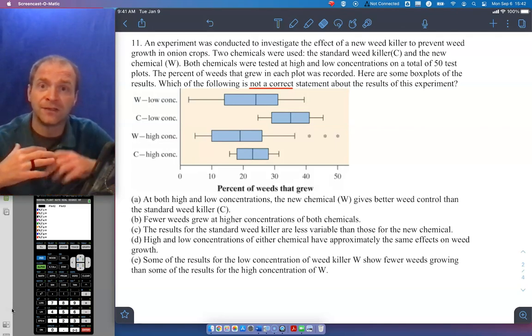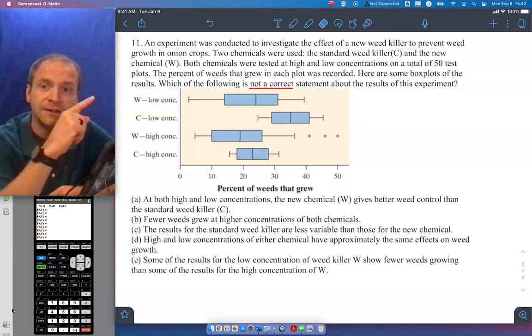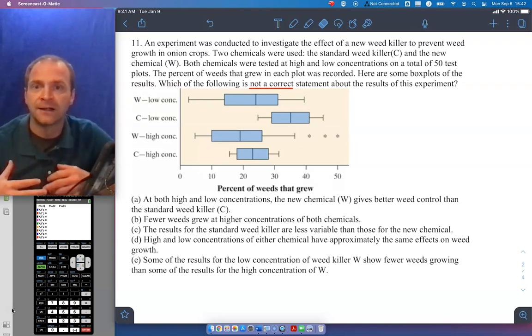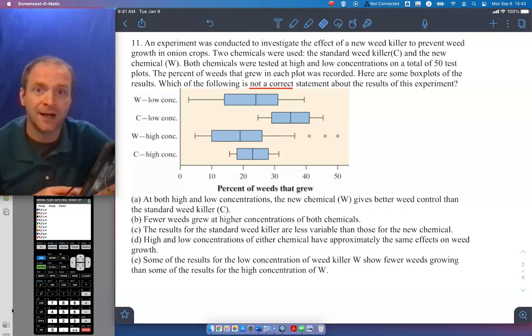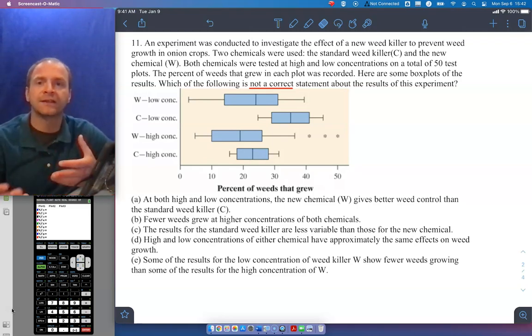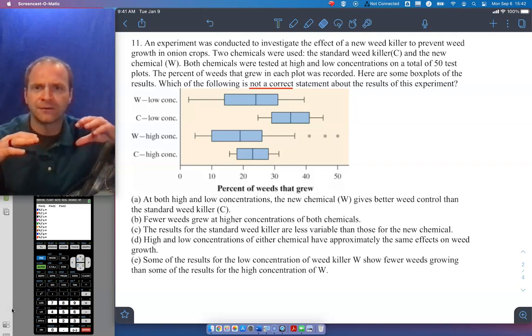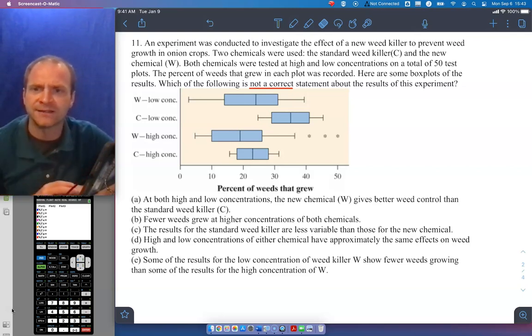The one with the most variability, the most spread, is the new weed killer with low concentration. And I could keep going. I could say it appears that the new weed killer for low and high have approximately the same or close to the same IQR. I could keep going on this, but I won't write it all down. I'm just going to quickly observe the quick things, not the details. And so then when I read, I might be able to cross things out.